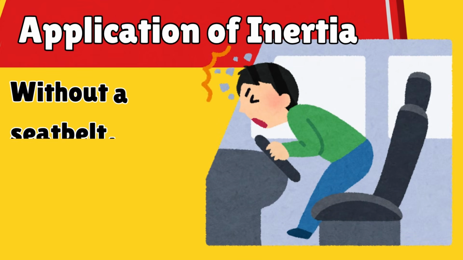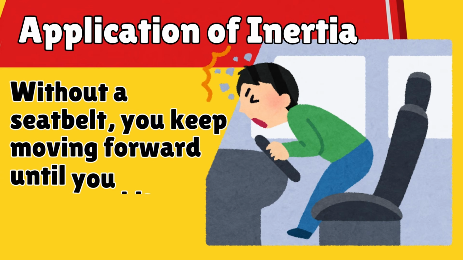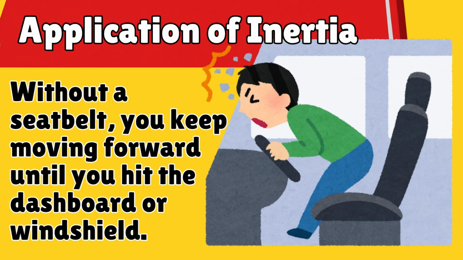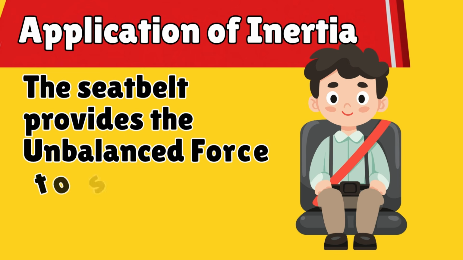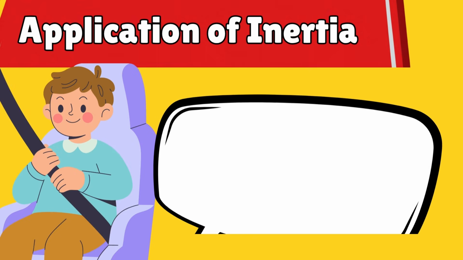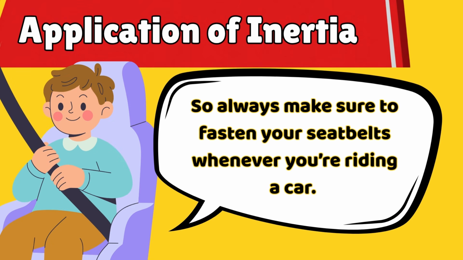Without a seatbelt, you keep moving forward until you hit the dashboard or windshield. The seatbelt provides the unbalanced force to stop your body safely. So always make sure to fasten your seatbelts whenever you're riding a car.